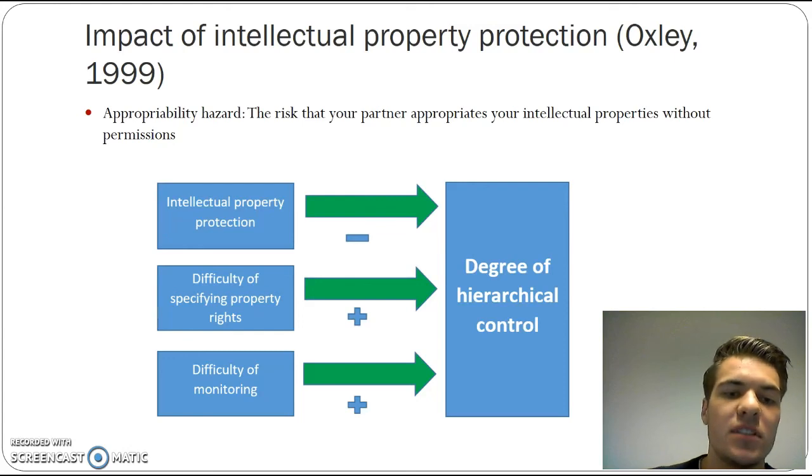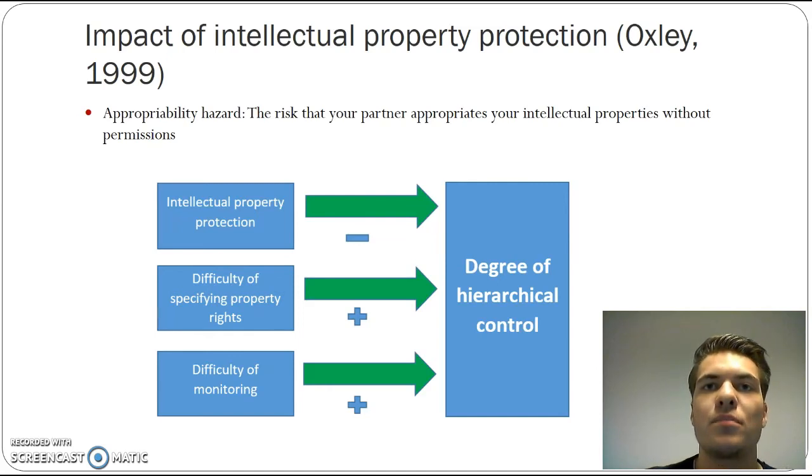The second hypothesis is the difficulty of specifying property rights. So in other words, if there are difficult property rights, so asset creation or substantial modification, or even if know-how is very tacit, firms are more likely to have a high degree of hierarchical control, because it is very tacit and hard knowledge to control from a great distance.